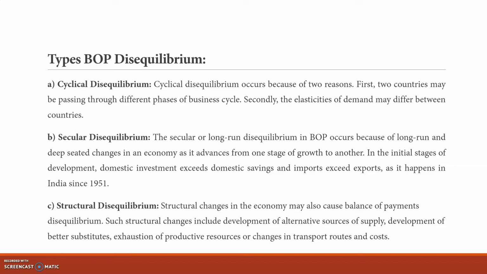In the initial stages of development, domestic investment exceeds domestic savings. இப்போ நம்ம இந்தியாவில் எடுத்துக்கிட்டோம்னு சொன்னால் after independence we started our 5-year plans in 1950s, 51-ல். அப்போ domestic investment exceeds domestic savings and imports exceed exports. ஏன்னா நம்ம நிறைய பொருட்கள் இறக்குமதி பண்ணிட்டு இருந்தோம், வளர்ச்சிக்கு நிறைய இறக்குமதி தேவைப்பட்டது. அதனால் imports exceed exports as it happens in India since 1951.